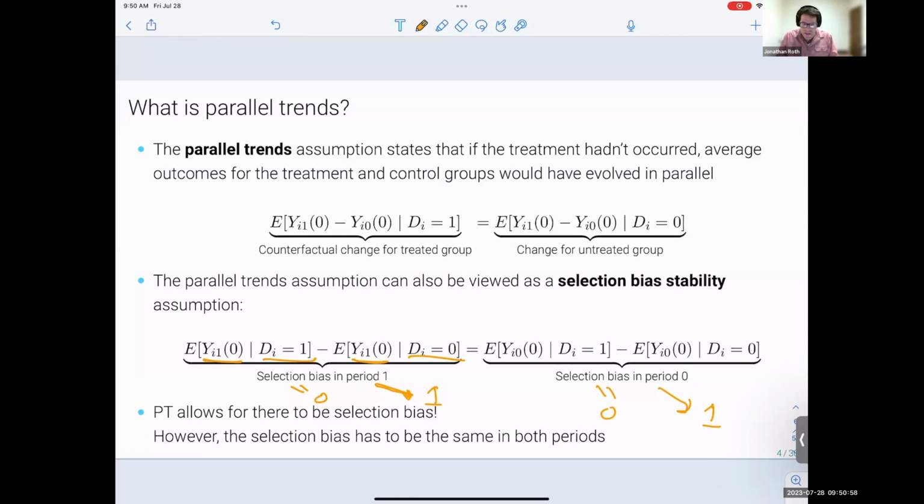An anonymous attendee says that some people argue that DID is more convincing if there is no pretreatment selection bias. I would agree with that, and I will actually talk a little bit more about that in just a minute.